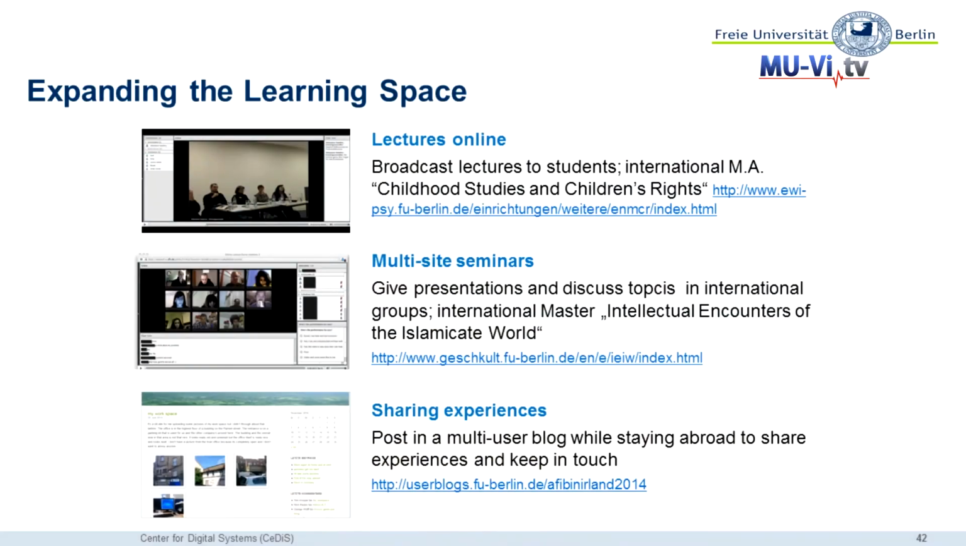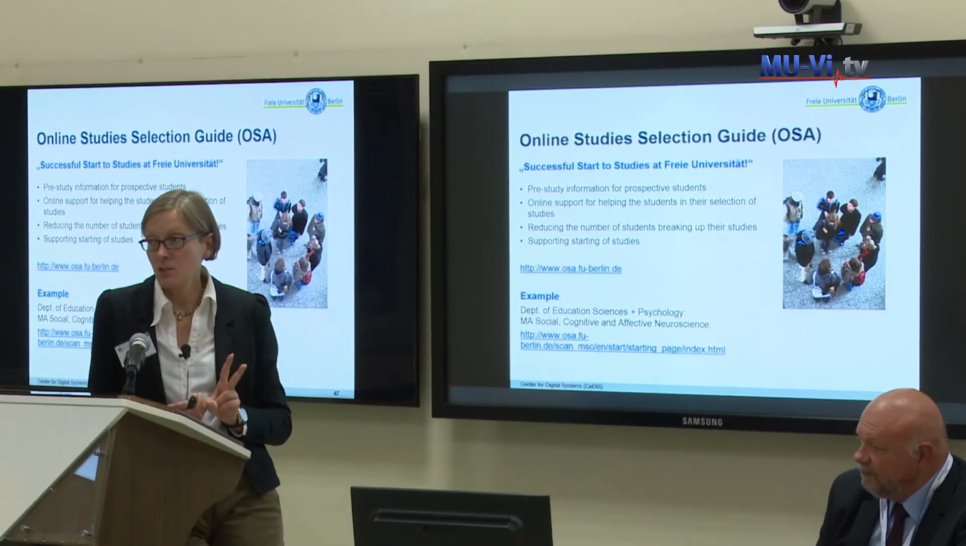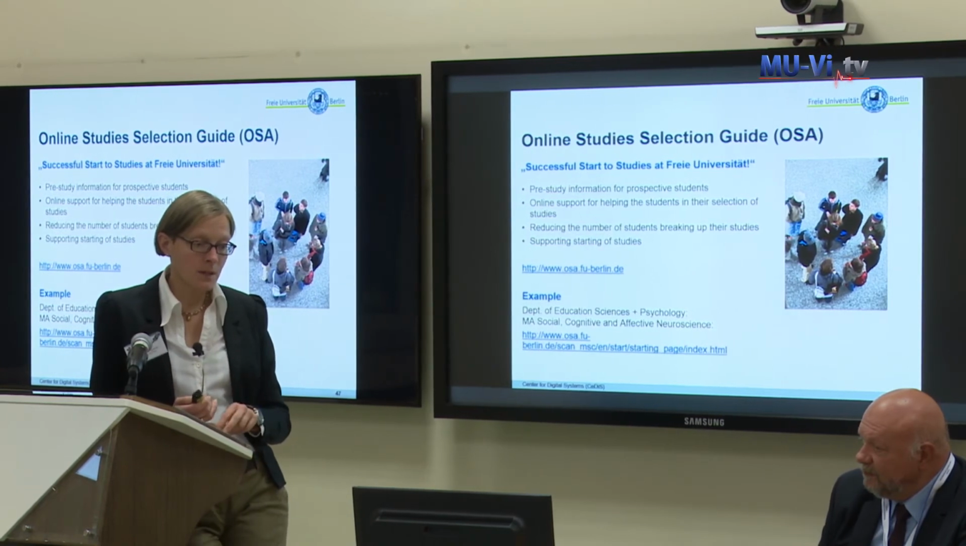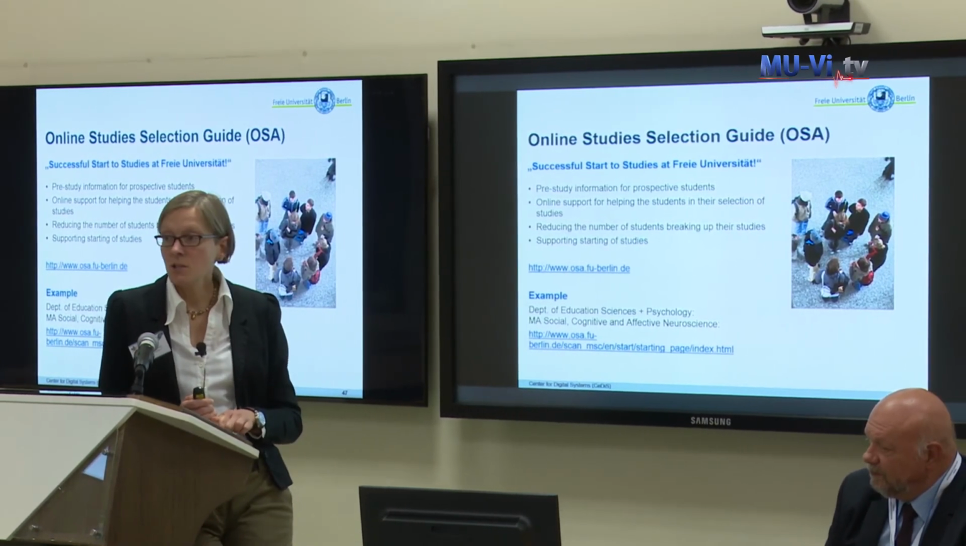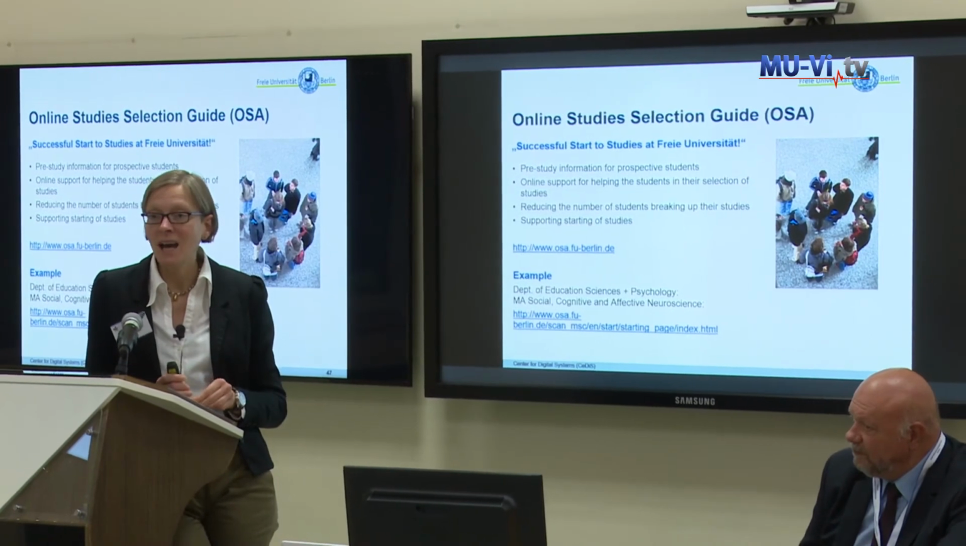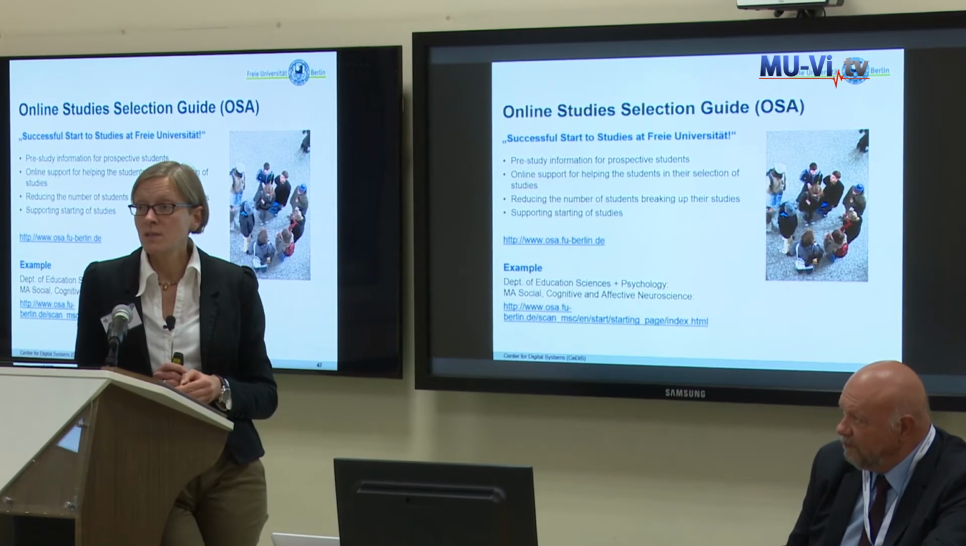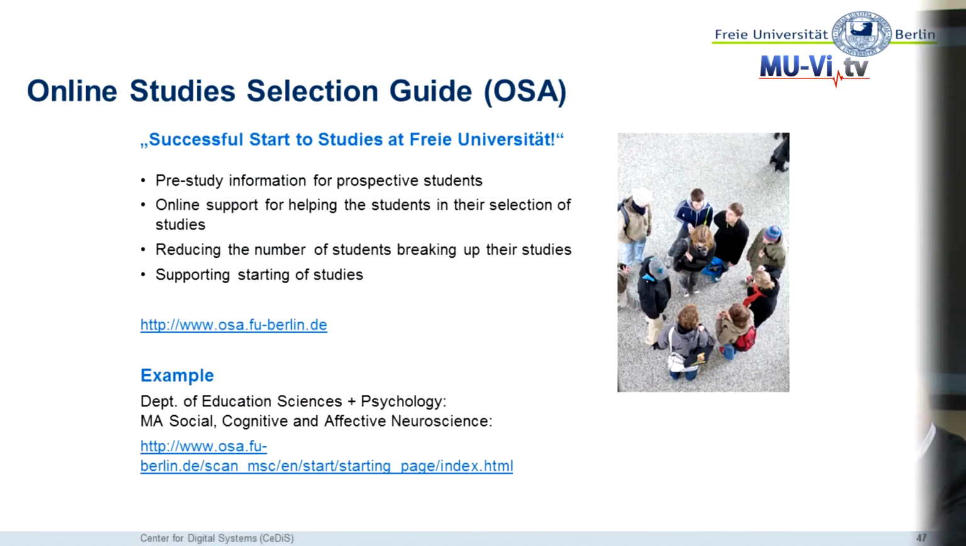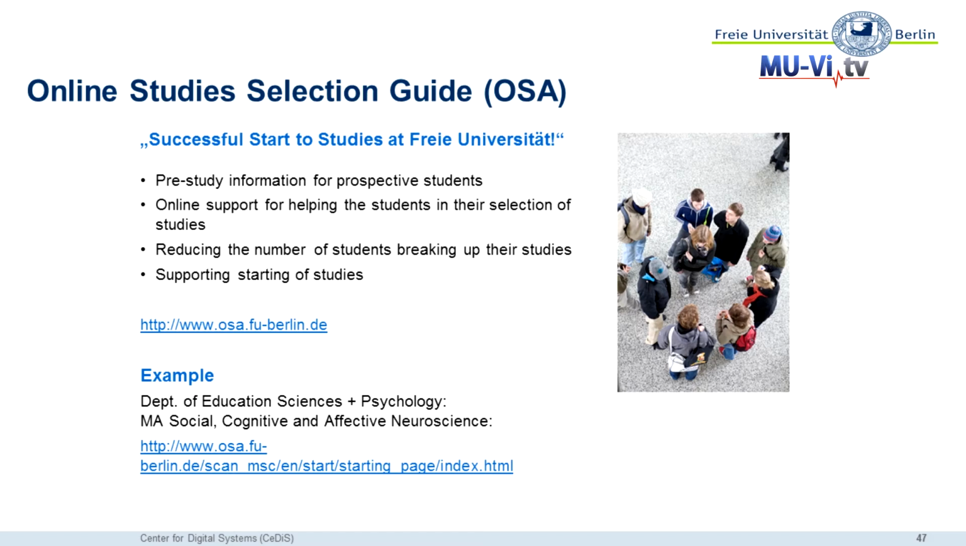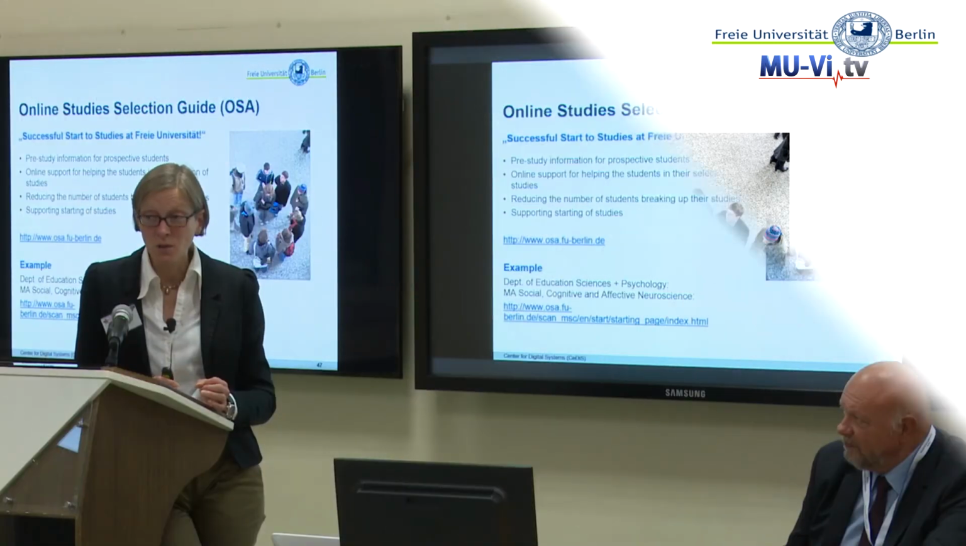There are loads and loads of more examples. These are just two little examples from the transition phases I was talking about. The online studies selection guide helps students to decide what to study. As we talked about yesterday, we have school children who finish school at 17 years old, and they are supposed to know what to study at the age of 17. That's quite early, we think.